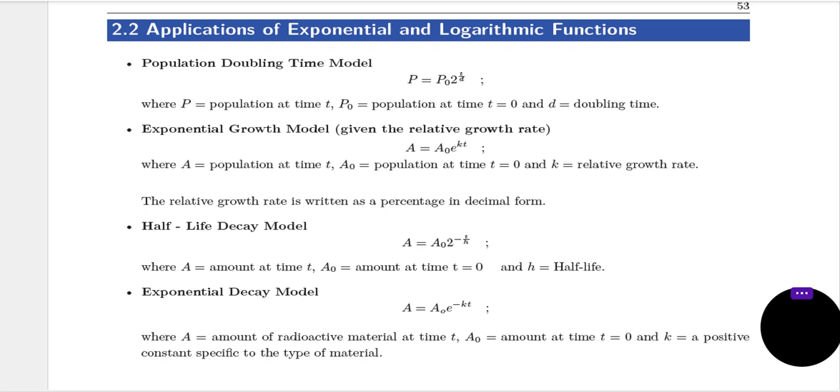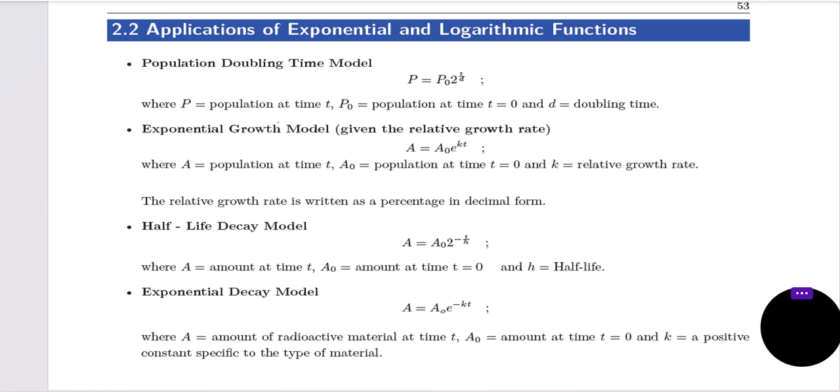So this is pure math topic 2.2, applications of exponential and logarithmic functions. Here we will study how we can use these exponential and logarithmic functions to find the population after a given time t, and what will be the growth of a substance after a time t, or if there is a decay, then how much substance will be there after a time t.